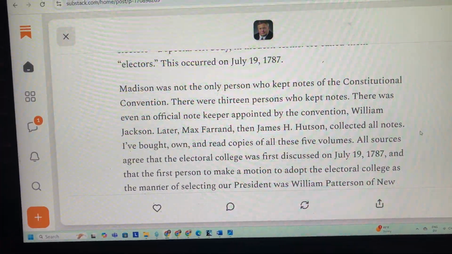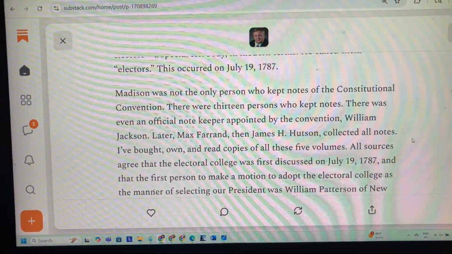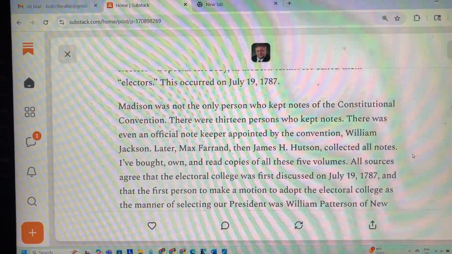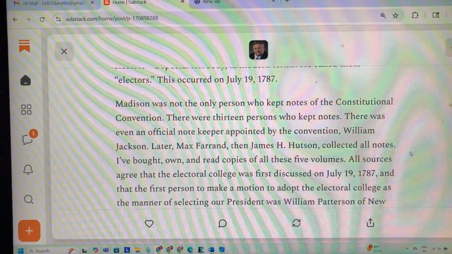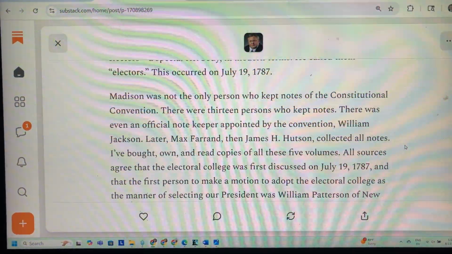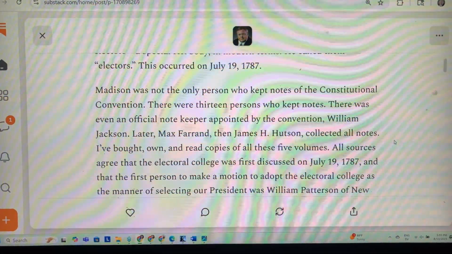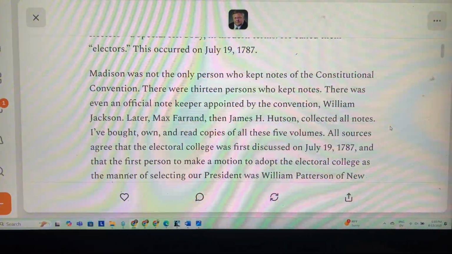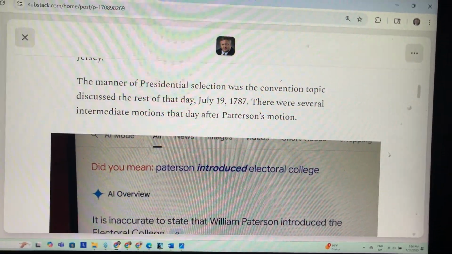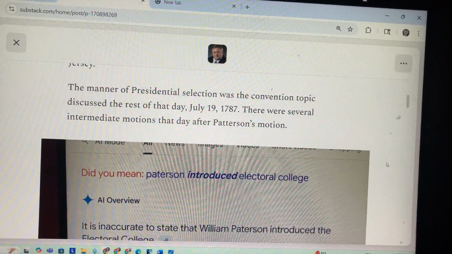I bought them from Amazon, although I have other copies I didn't buy on Amazon. But I have them and I've read them. All sources agree that the Electoral College was first discussed in the convention on July 19, 1787, and the first person to make a motion to adopt the Electoral College as the manner of selecting our president was William Paterson of New Jersey. Now, there were other motions that day.